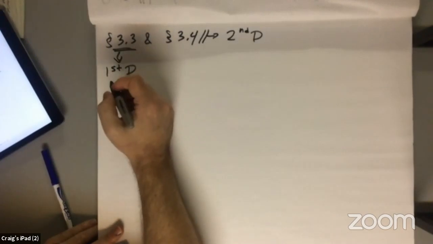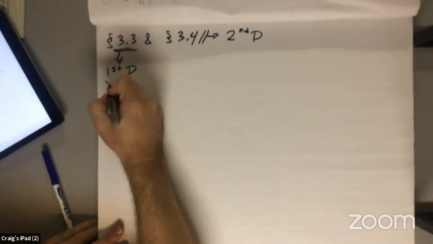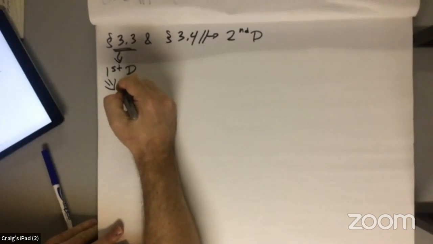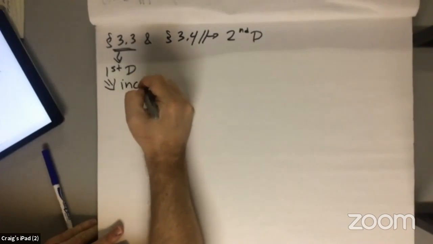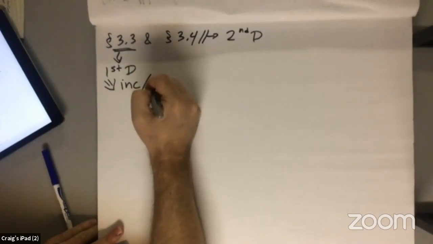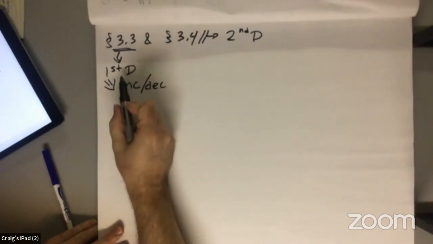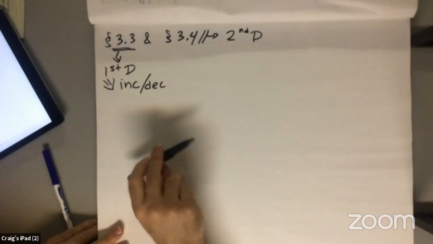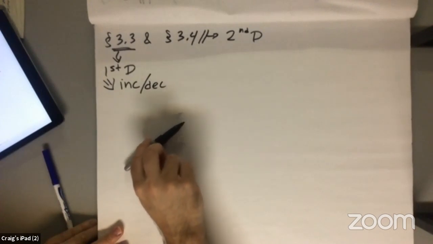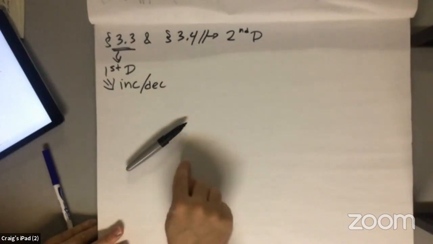And we've learned that the first derivative tells us about where the function is increasing and decreasing, because the first derivative tells us what the slope is. And if the slope is positive, that means it's angled up. It means the rise over the run is positive.